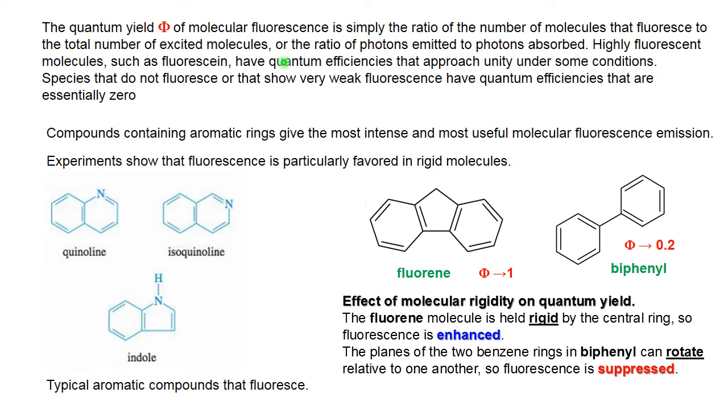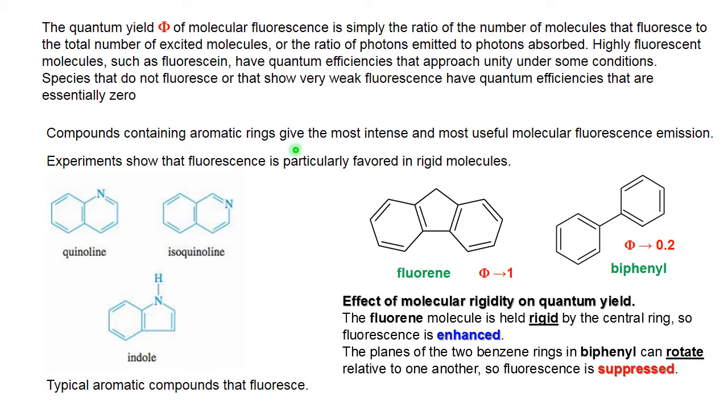Quantum yield of molecular fluorescence is simply the ratio of the number of molecules that fluoresce to the total number of molecules that absorb light, or the ratio of photons emitted to photons absorbed. Highly fluorescent molecules, such as fluorescein, have quantum efficiencies that approach 1. Species that do not fluoresce or show very weak fluorescence have quantum efficiencies that are practically 0. Most non-ring compounds have 0 fluorescence.